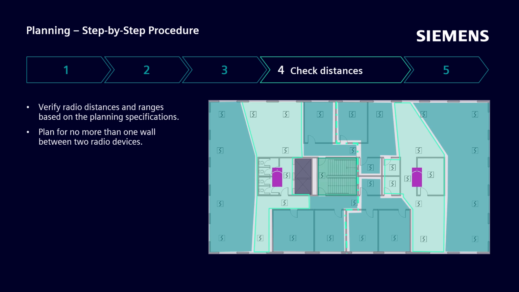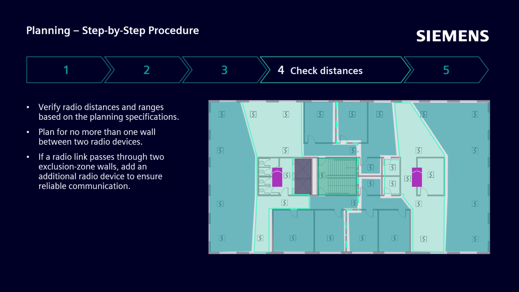Then repeat the process, marking devices within the third hop range using a third color. This layered approach helps you visualize the communication path, check the transmission ranges, and track the number of hops. And here's a crucial rule. If a radio link passes through two exclusion zone walls, you must add an additional radio device to maintain reliable communication.